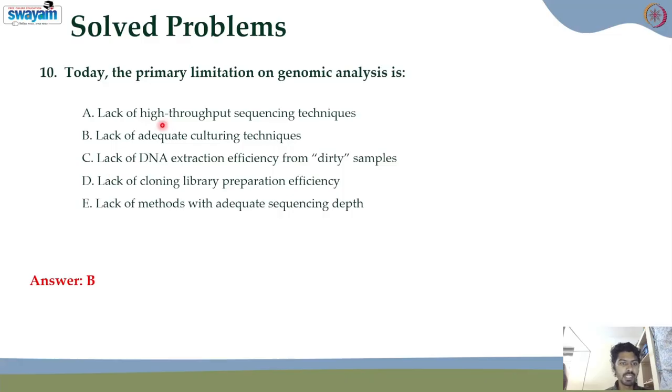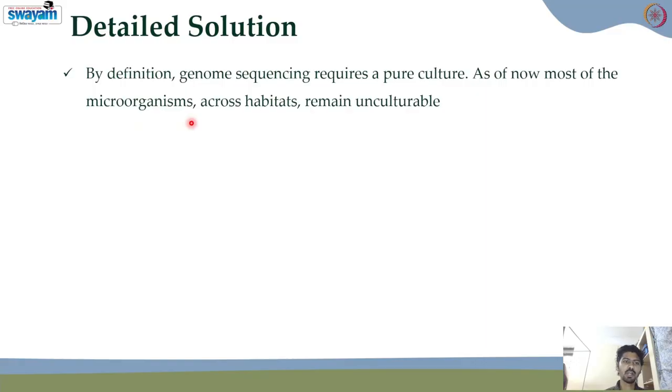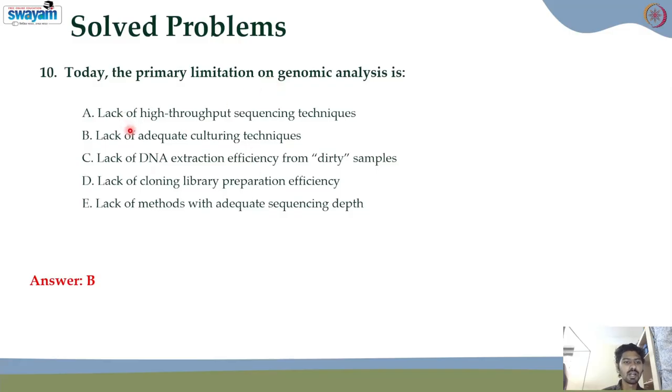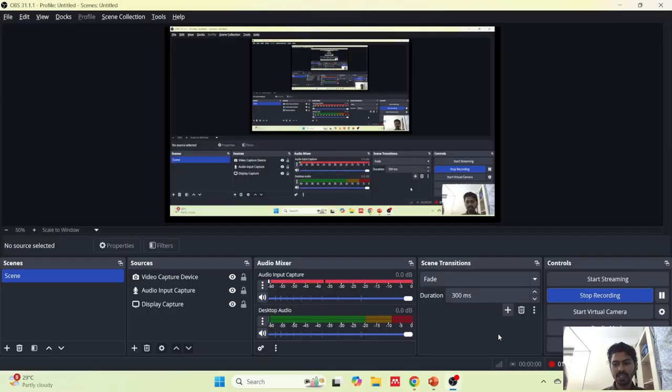Option B, the lack of adequate culturing techniques, because by definition, genome sequencing requires a pure culture. As of now, most microorganisms remain unculturable. And from the earlier lecture, we understood that 98% of microorganisms are unculturable. So culturing techniques need to be developed. This is the primary limitation when compared to all the techniques.